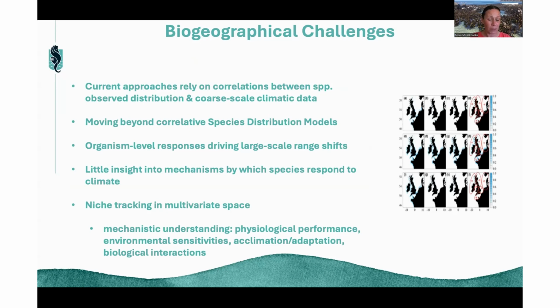We look at environmental sensitivities, how different populations acclimate and adapt to different ones. And also, I think one thing that's really important, and a lot of time people forget this, is species aren't existing in the wild in isolation. So we need to also remember not just to run experiments in the lab with species in isolation as well, but we also need to look at biological interactions between them.